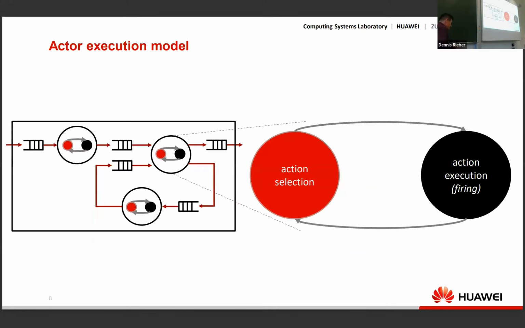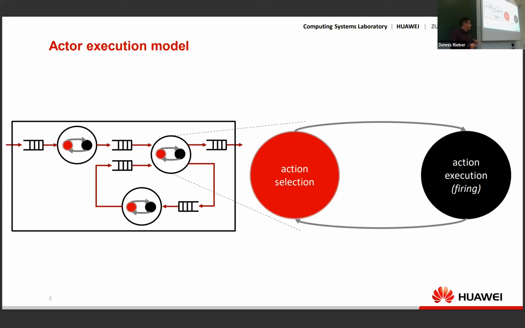So now I talked about some properties of this model, but I haven't talked about how you actually execute those things. As I said, all of them execute in parallel, and the job of the actor is first to select which action is going to execute, execute that action, and then go back again. So it has kind of a loop in it.